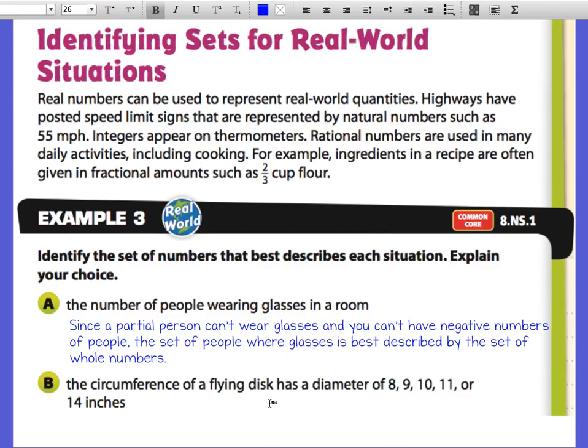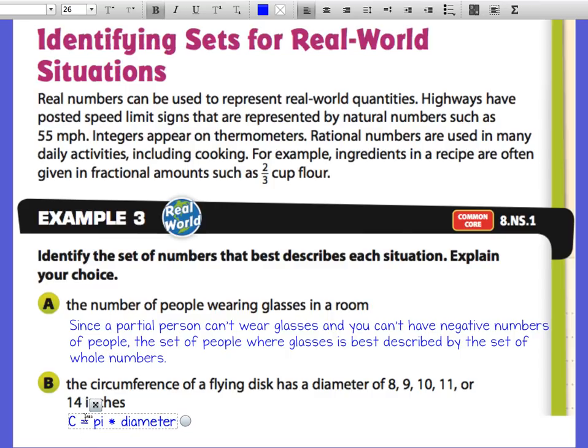Okay, the circumference of a flying disc that has a diameter of 8, 9, 10, 11, or 14 inches. So here you have to know your formulas. The circumference of a circle, C, is equal to the diameter times pi. I don't know how to write pi with my keyboard, so pi times diameter will have to do.